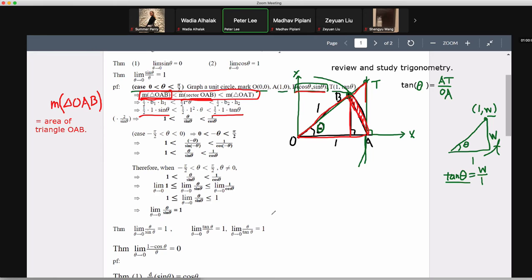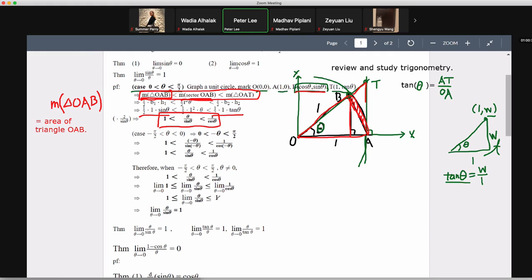So that's where you get that inequality. And then when you multiply all three sides by 2 over sine theta, then we get this equation right here. And then ultimately, on this equation here, what do we do?